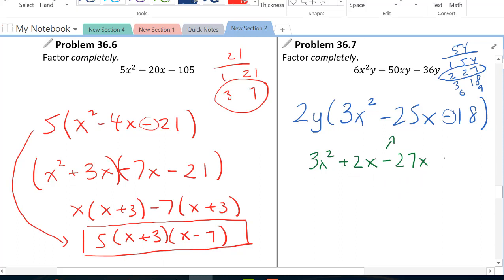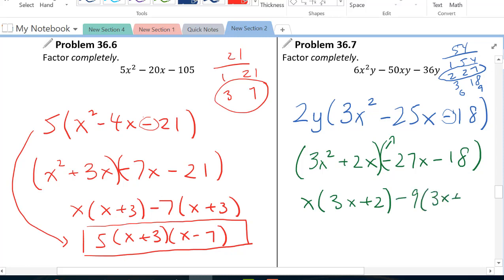Right, now bring down my negative 18. Okay, group factor. What can I factor from the first two? I can factor out an x. What's left over? 3x plus 2. What can I factor from the next two? Negative 9. What's left over? 3x plus 2. What's in common? 3x plus 2 times x minus 9. And don't forget about your friend that went on vacation. 2y.